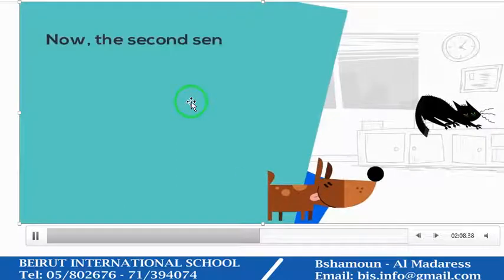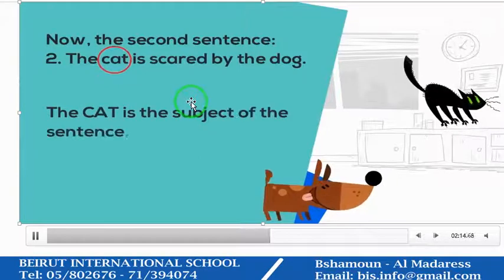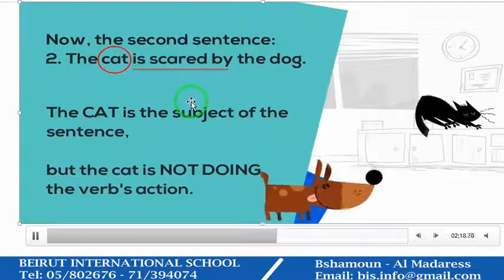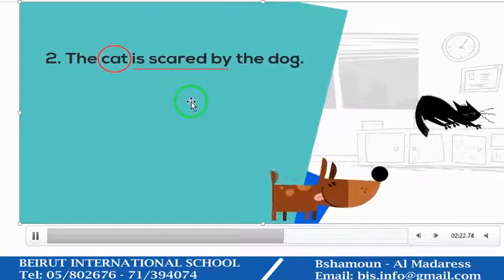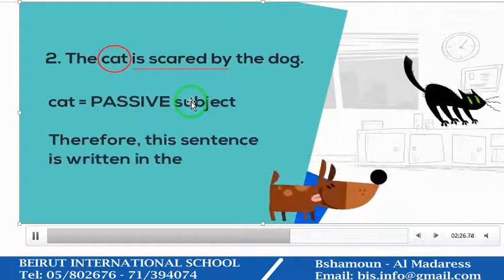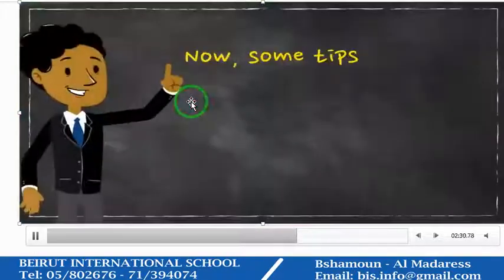Okay, let's see the other one. Now the second sentence is, the cat is scared by the dog. The cat is the subject of the sentence, but the cat is not doing the verb's action. See? The dog is scaring the cat. So the cat is the passive subject, she's the object, therefore this sentence is written in the passive voice.